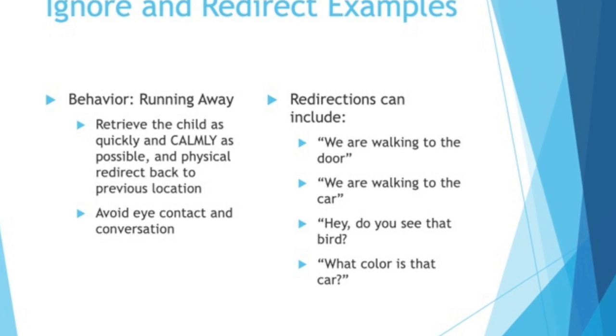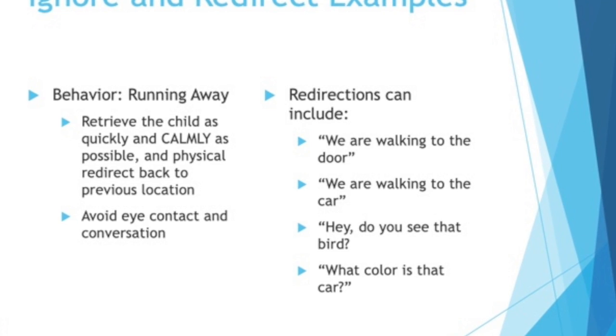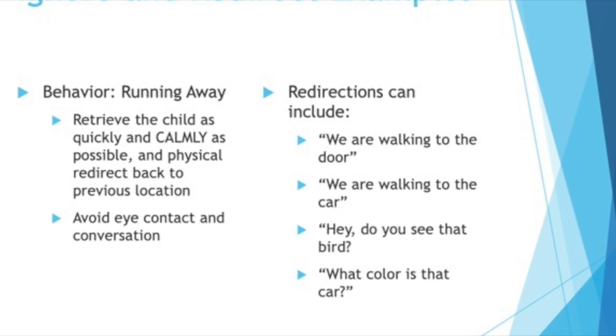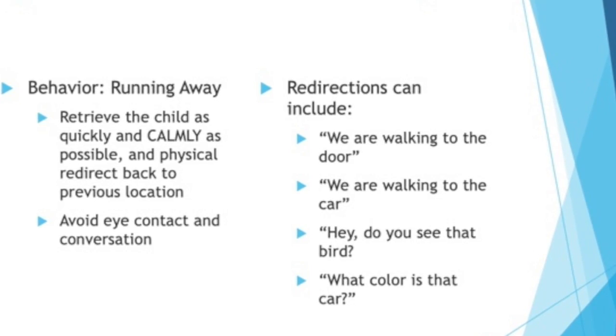So another serious behavior that some children can exhibit is running away or elopement. And you can use ignore and redirection with elopement as well. So if your child begins to run from you, you're going to want to retrieve them, and this is a critical component, as calmly and nonchalantly as possible. You don't want to draw any extra attention to that running away behavior that could inadvertently reinforce it and cause it to continue. Avoid eye contact and conversation as you're grabbing your child. You want to minimize that attention for that behavior.